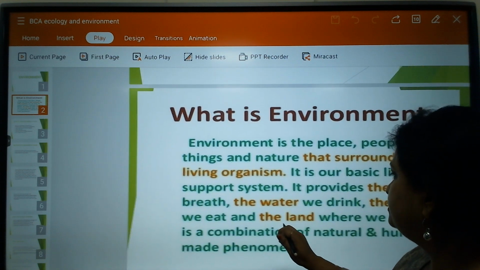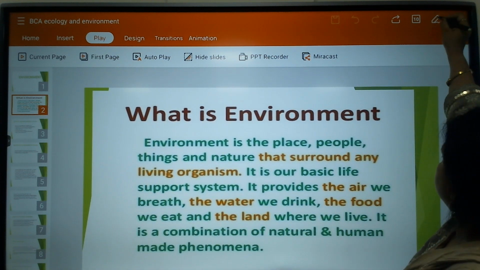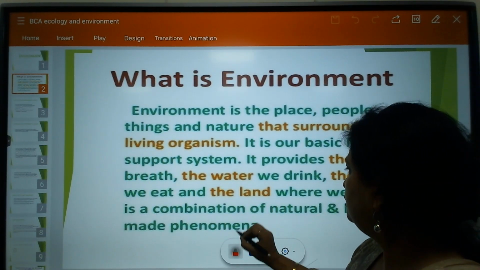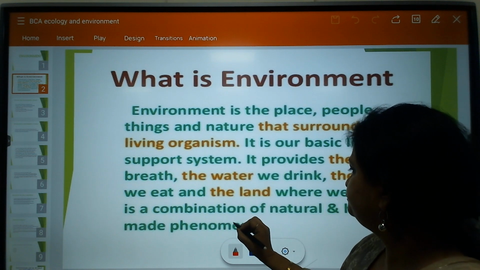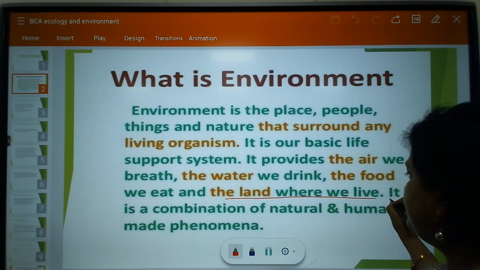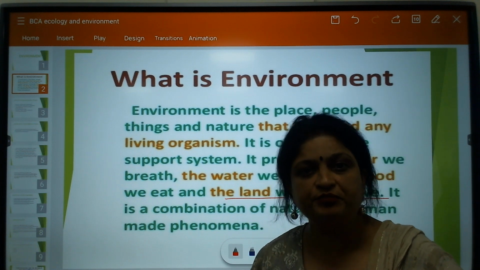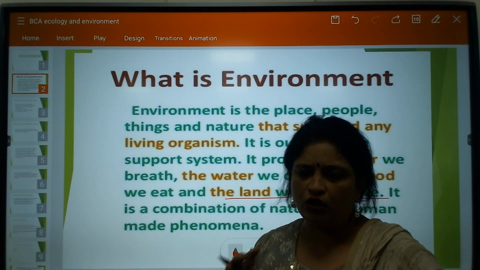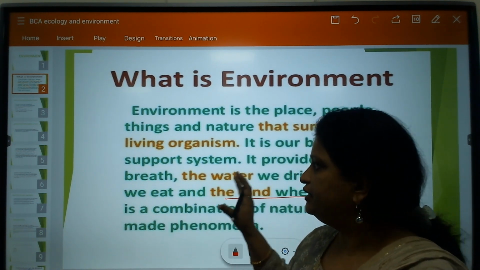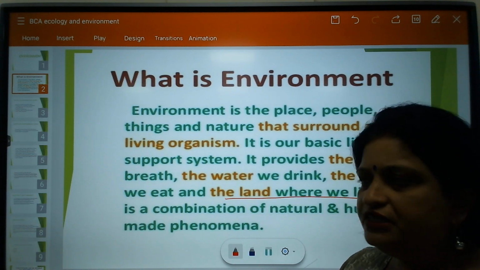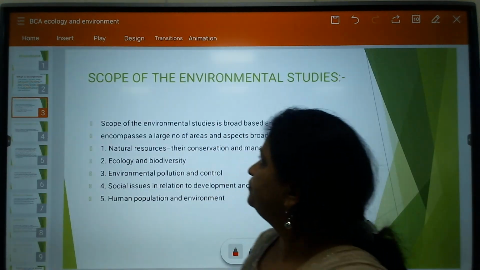The land where we live. It is the combination of natural and human-made phenomena. That is all about the environmental definition. Environment is generally the surroundings.